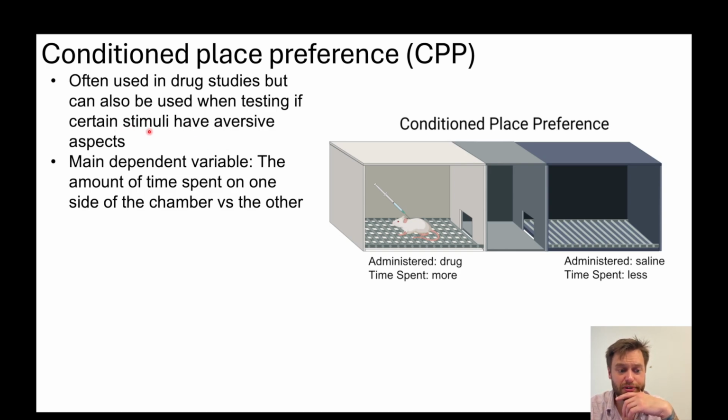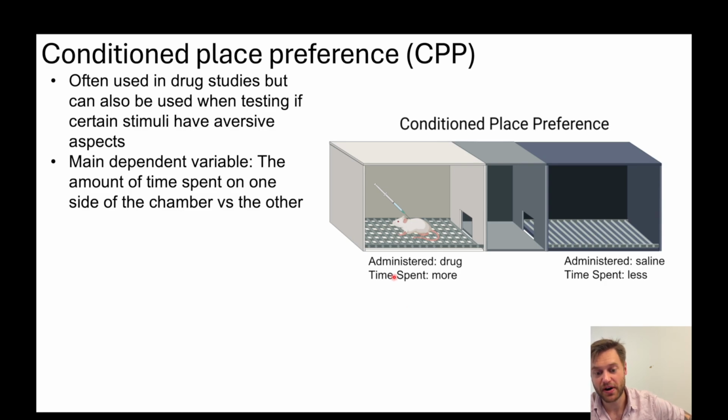testing if certain stimuli have aversive or rewarding aspects. The main dependent variable in a condition place preference experiment is the amount of time spent on one side of the chamber versus the other. And by main dependent variable, what I'm talking about here is the thing that you are interested in observing. So if you care about whether or not a drug is aversive or rewarding, you will infer that based off of how much time the animal spends on either side of this chamber.